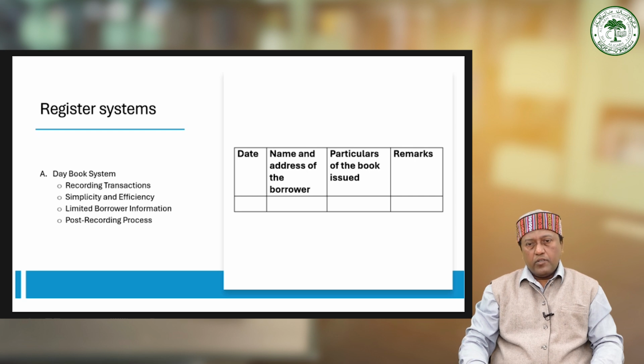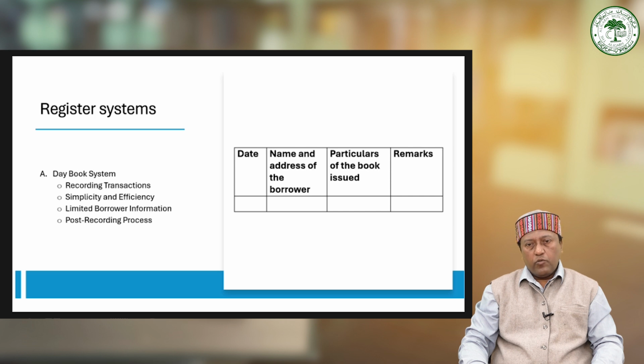So basically this daybook system is an early method of recording the library transactions and emerged alongside the growth of the public library movement. In this system, all the library transactions for a given day were recorded on a single register. The purpose of the daybook was to provide a simple and immediate record of transactions to prevent oversight or omissions.